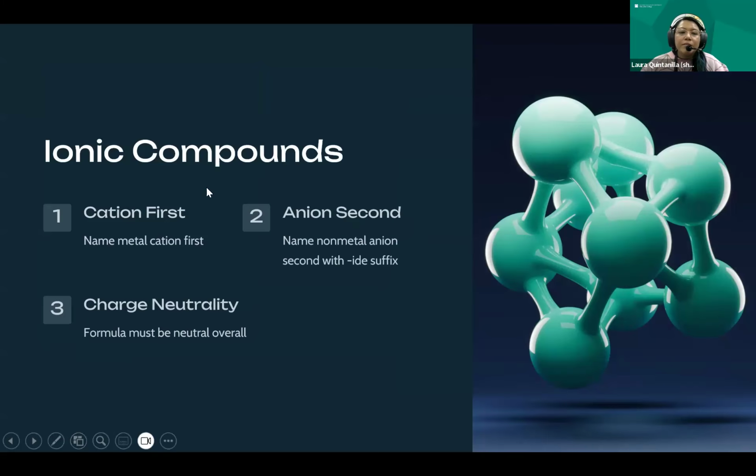So when you write them, the metal cation always goes first, and then the anion goes second. That second one is going to change to -ide. And then when you write the compound formula, the charges together should always equal 0. And we're going to see why that works out.